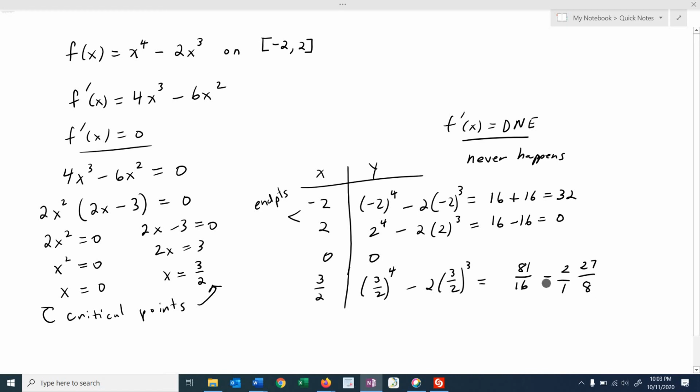Okay, and of course you're going to need a common denominator here of 16. So I'm going to go ahead and force in the denominator of 16 by multiplying this by 2 over 2. And so you end up with 81 over 16 minus 54 times 2 is 108 over 16. Okay, and then 81 minus 108 is minus 27 over 16.